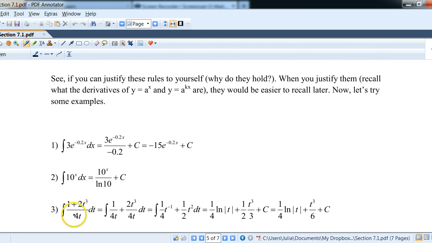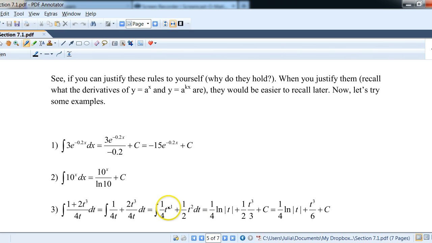All right, and then here is one more example. I think that was from the earlier section. If you have a t in the denominator, remember that had to do with the ln. We don't know how to perform the division for the integral, but you can separate the two terms. So you can have 1 over 4t plus 2t cubed over 4t. If you simplify, you'll get 1/4 t to the negative 1 power, and you'll also get 1/2 t squared.